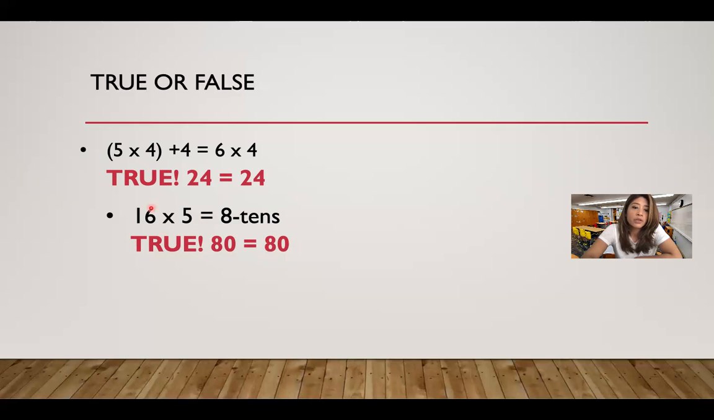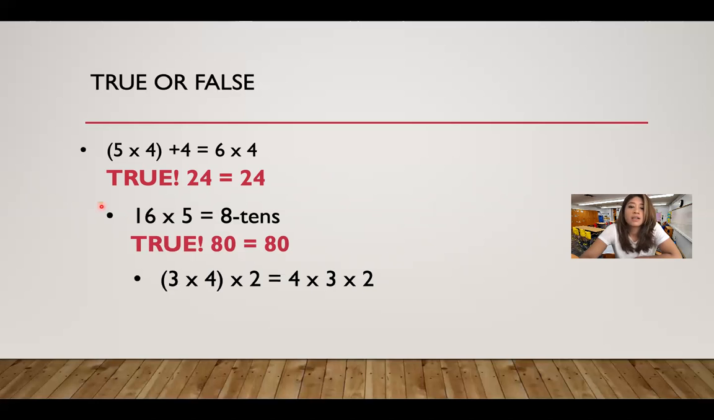Boys and girls, when you do these type of calculations, 16 times 5, please use your area model that we have been learning to use. Now, this is a good example where many of you might make a mistake. So 16 times 5 would be best if you were to use an area model. Next, 3 times 4 and then times 2 equals 4 times 3 times 2.